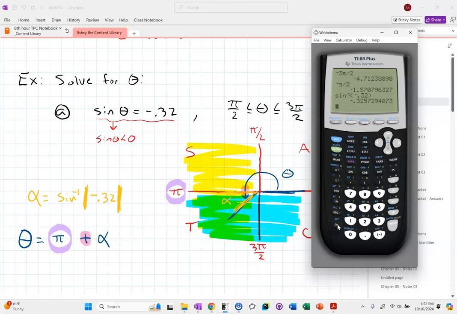So now that I've got my equation, I'm just going to go to my calculator and do pi plus sine inverse. And to get the absolute value, I can press the math button, go to the NUM option, that stands for number, and pick ABS, that stands for absolute value, and then type in my negative 0.32 and press enter.